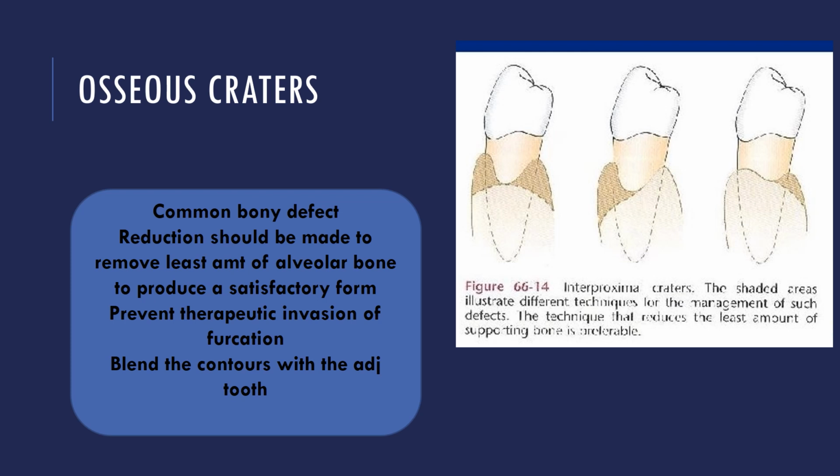So there is this area, the interdental area. You can see that this can be removed either this way or this way or this way. So the shaded part is the bone to be removed. Okay, so this is the technique that reduces the least amount of supporting bone. So that is why we are not following the whole step. So in case of these osseous craters, you can follow any of these patterns for proper periodontal maintenance. Okay.